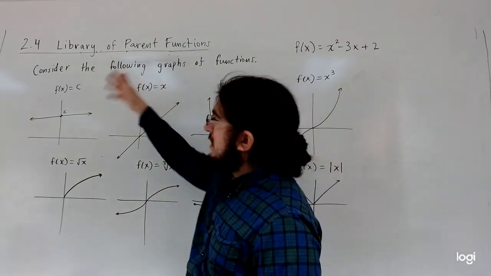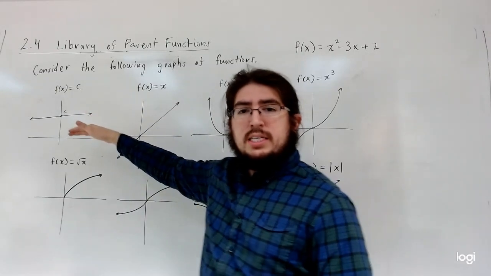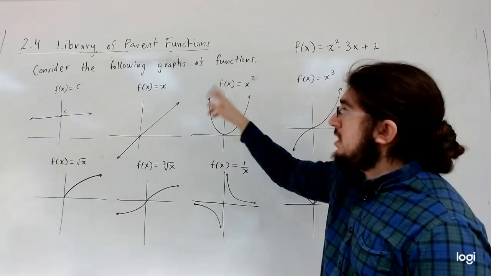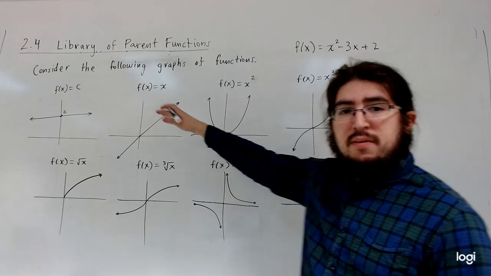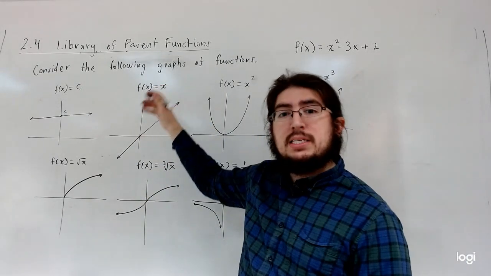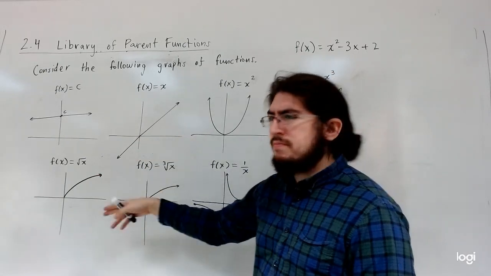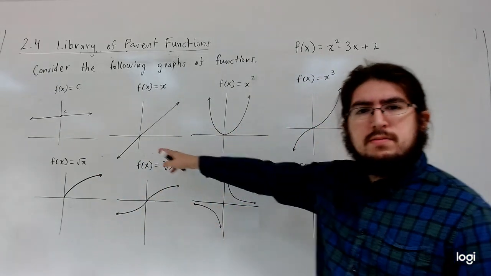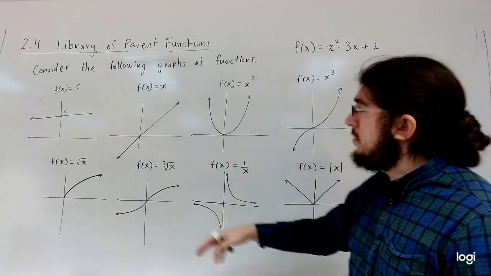So the first one is the constant function, f of x is equal to some constant. It's just a horizontal line. This is what is known as the identity function, f of x is equal to x. So when you plug in a number, you get back the same number. But it's just a line. Slope is 1 over 1, has a y-intercept of 0.